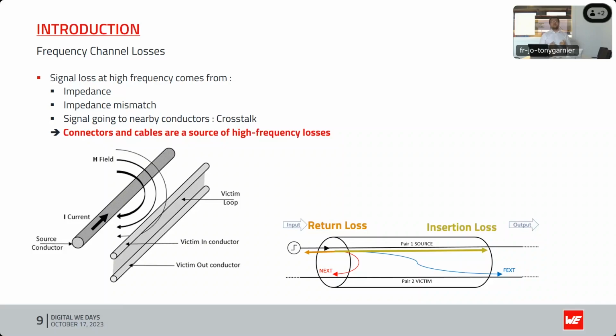But you will also have problems with impedance mismatch. That is, if you have high impedance then low impedance, you will have some problems. And you also have losses that are related to signal going to nearby conductors, which we call crosstalk. So connectors and cables are sources of high frequency losses that we have to check.